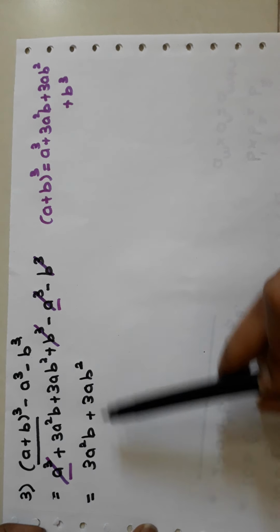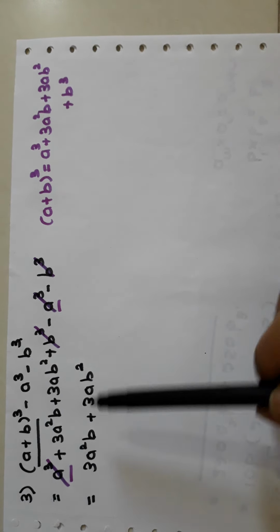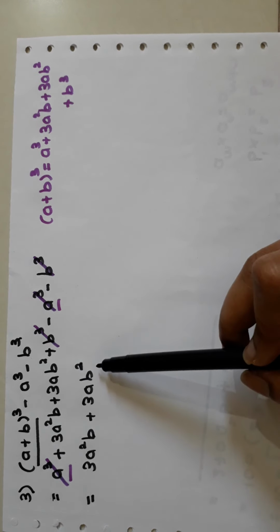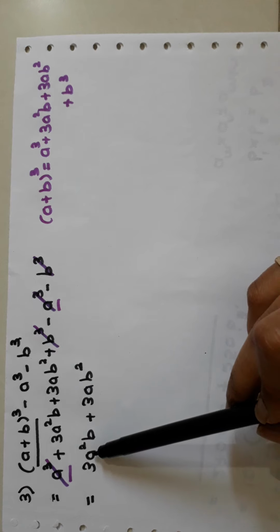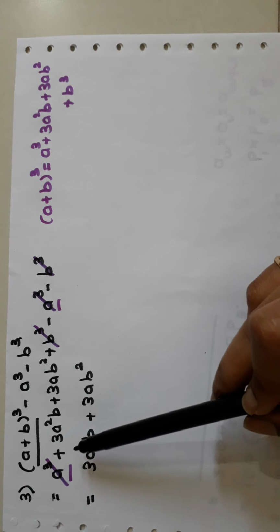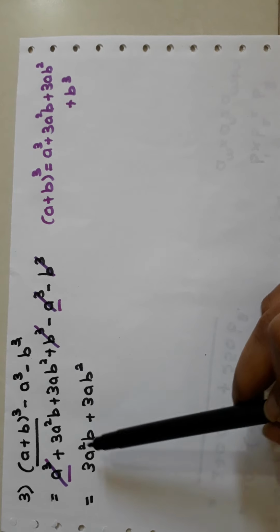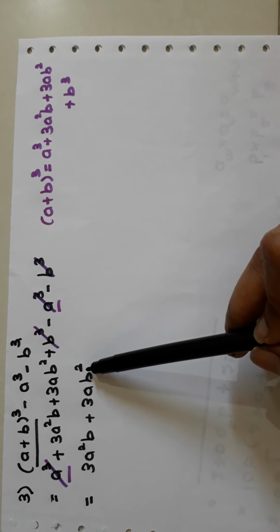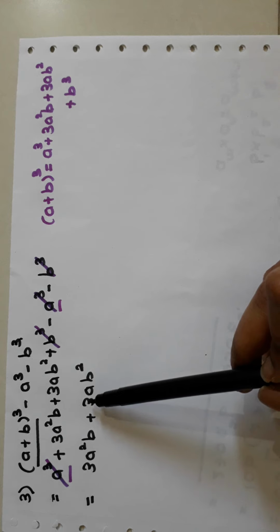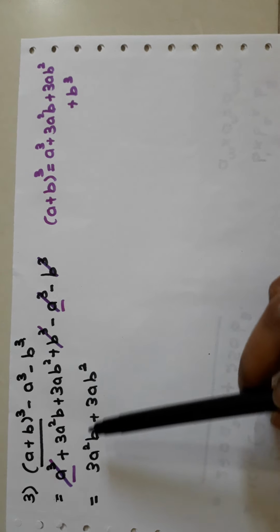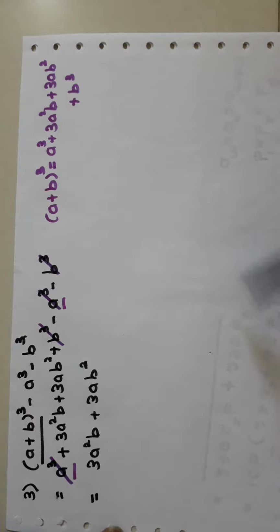Now we cannot add the terms because even though the variables are the same in both terms, that is a and b, the powers of the variables are not the same. Here the power of a is 2, but in this case the power of a is 1. Here the power of b is 1, but in this case the power of b is 2. So both terms are unlike terms and we cannot add unlike terms. We can multiply and divide unlike terms, but we cannot add and subtract them. So we will keep this as it is.